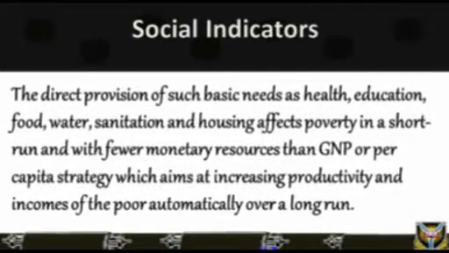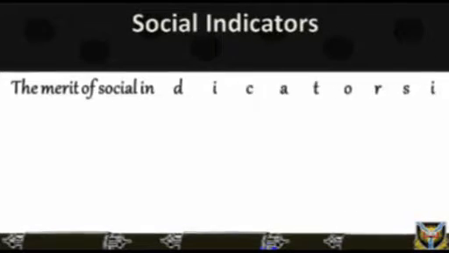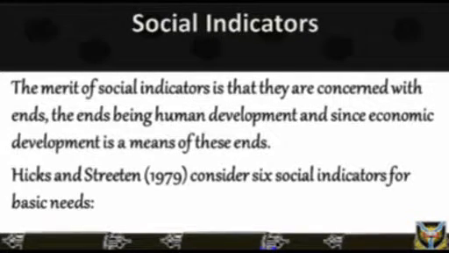The merit of social indicators is that they are concerned with ends, the ends being human development, and since economic development is a means of these ends, social indicators tell us how different countries prefer to allocate the GNP among alternative uses. For example, some countries may prefer to spend more on education and less on health. They give an idea about the presence, absence, or deficiency of certain basic needs.